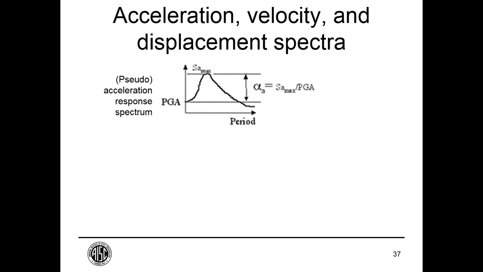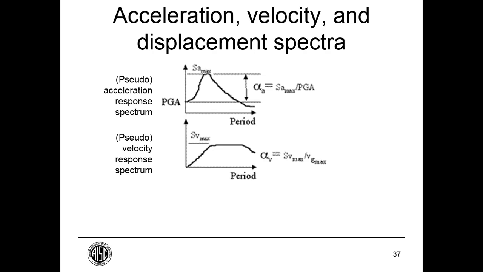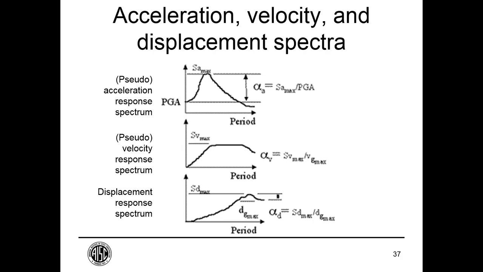This is actually pseudo-acceleration, so it's a constructed acceleration rather than a measured acceleration. You can do the same thing for velocity, in this case pseudo-velocity, and they are related by the period of the structure. And you can do the same for displacement. So you can see with each of these, they have different regions where they are maximized. For short period structures, people often discuss a so-called constant acceleration region, and that's really just the plateau of the acceleration spectrum.